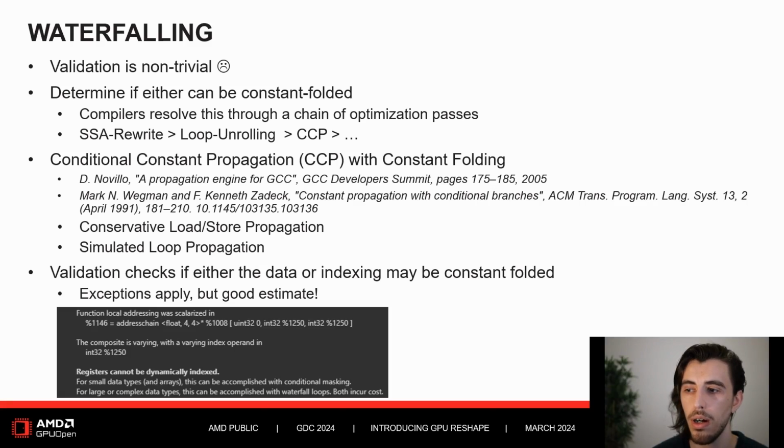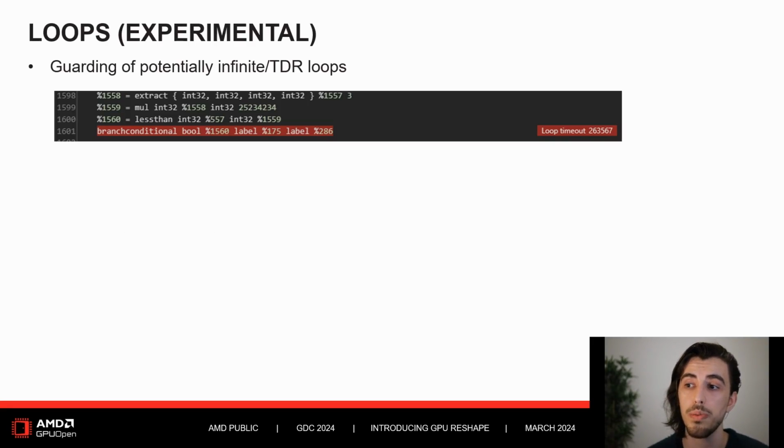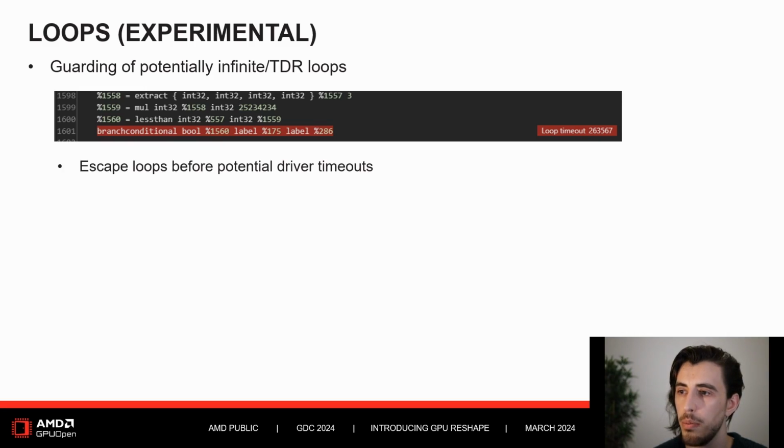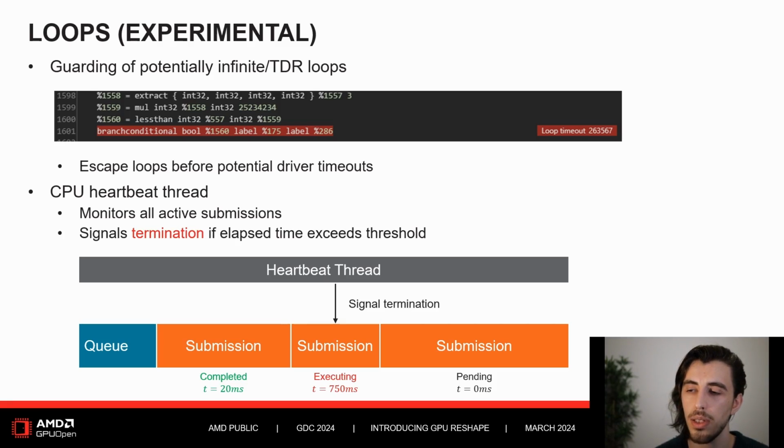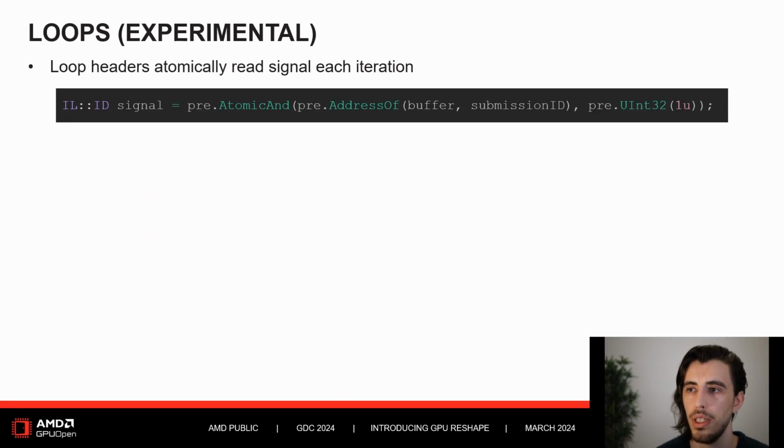It's important to note that there are exceptions, such as if the indexing is uniform, but it's a very good estimate. And finally, loops. I have to note that this feature is still experimental, but it does a very good job. We want to guard against both infinite loops and TDR-causing loops. The basic idea is to escape the loop before a timeout may occur. And on the CPU, we essentially have a heartbeat thread which monitors all active submissions and signals them for termination if the elapsed time exceeds any particular threshold.